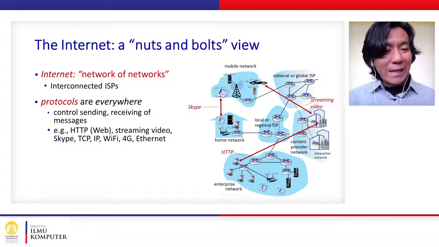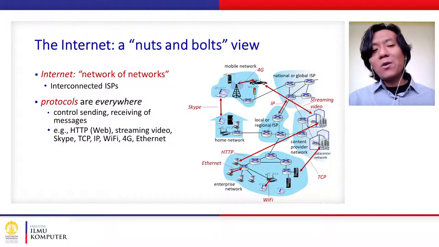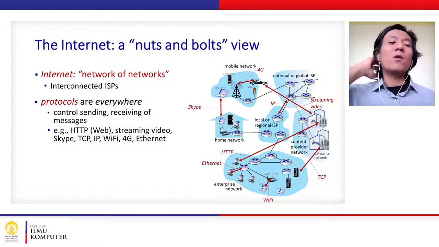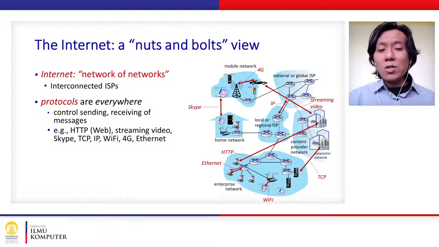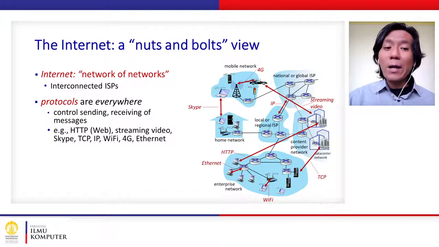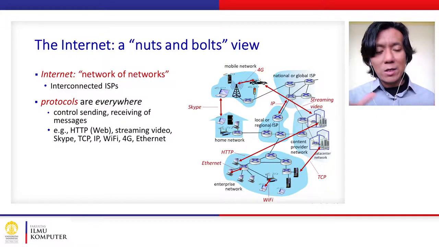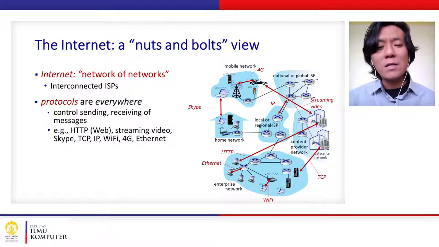How can they communicate with each other? How can the end systems communicate with each other? There are protocols. Protocols are a set of instructions that manage the communication between end systems, between hosts from different networks. What is an example of a protocol? For example, there is HTTP. This is a protocol that manages the communication between a web server and a web client, your browser. They have to implement and support the HTTP protocol to be able to communicate with each other. And there are still many protocols, for video conferencing, telephone, and so on.